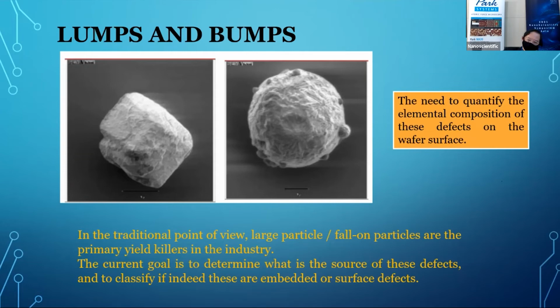Now, lumps and bumps. Lumps and bumps are part and parcel of the processing as well, right? So from the yield engineer's point of view, they need to quantify where indeed these particles came from. Did it come during the process? Did it fall on from the process chamber itself? So not only do we need to quantify the size and shape of these defects, we need to know where it came from. Hence, this is where the SEM excels, because of the ability to do EDX of the surface.